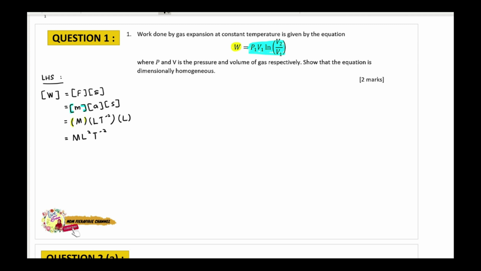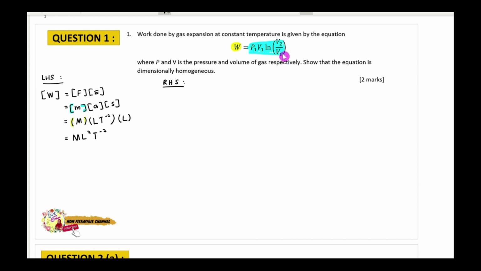Boleh. So, now let's proceed to the right hand side here. Okay. So, the right hand side is the blue color here. So, we want to find what is the dimension. So, as we know that P is pressure, V is volume, and look at here, ln V2 over V1, this we need to consider as constant. Ln V2 over V1 is actually constant. Remember? So, dimension of constant will equal to 1.